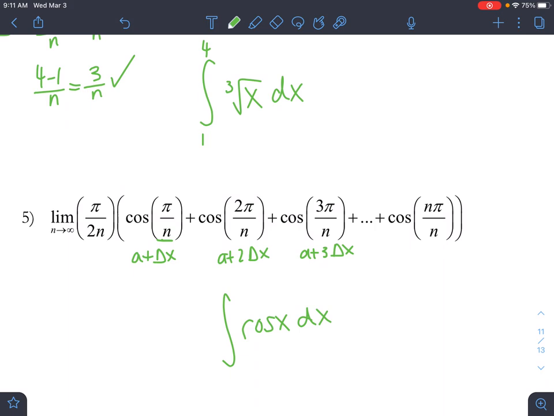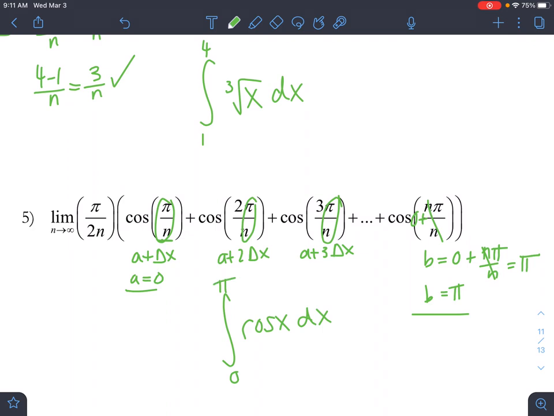So we can kind of see delta x is this pi over n. Okay, pi over n. Then when you get here, you might also notice a is 0, because it was 0 plus pi over n, 0 plus 2 pi over n. Here would be 0 plus n pi over n. So b is going to be 0 plus n pi over n, which is just pi. So b is equal to pi. A is equal to 0. All right, great. We're making progress here.